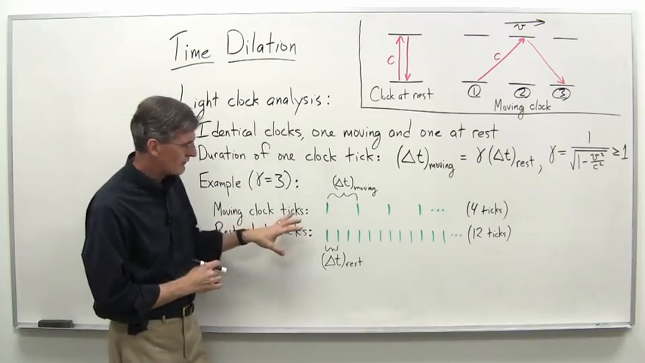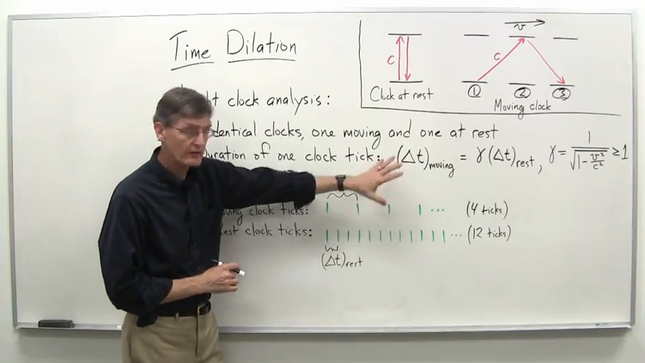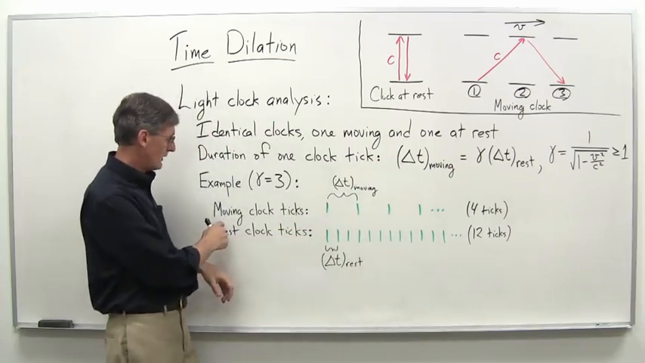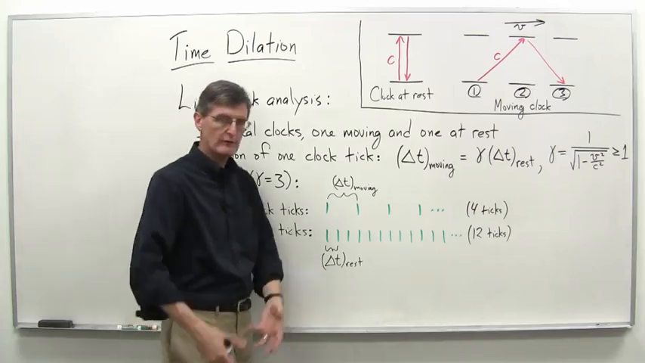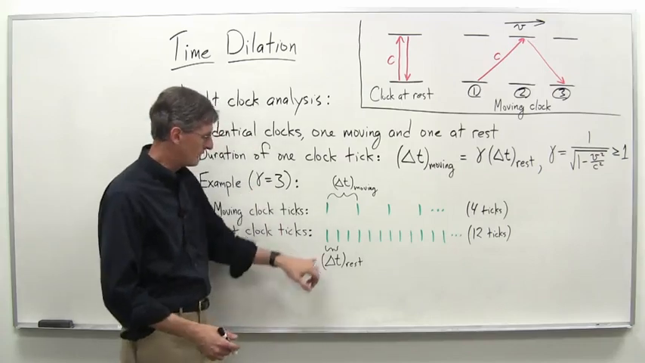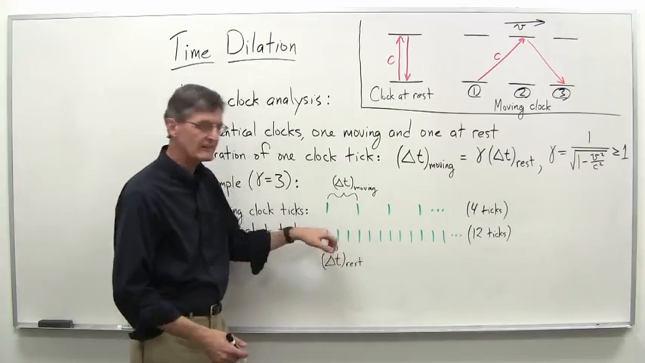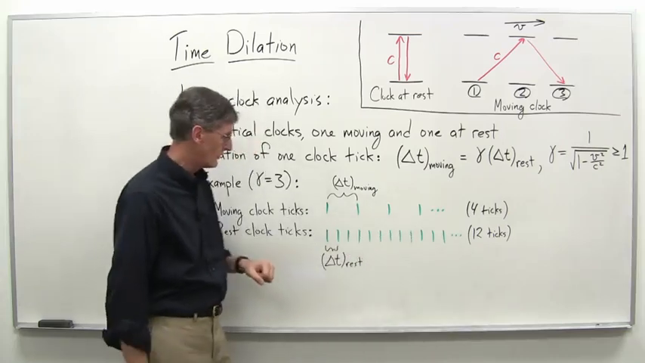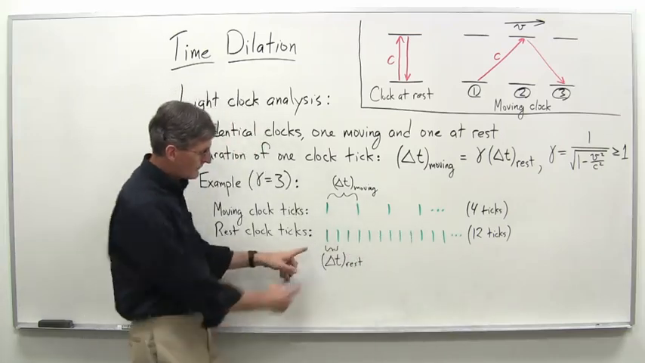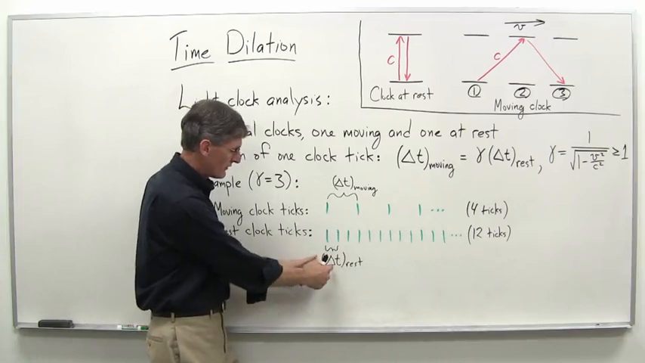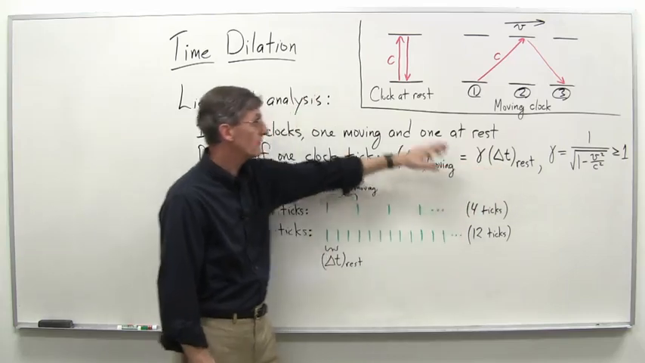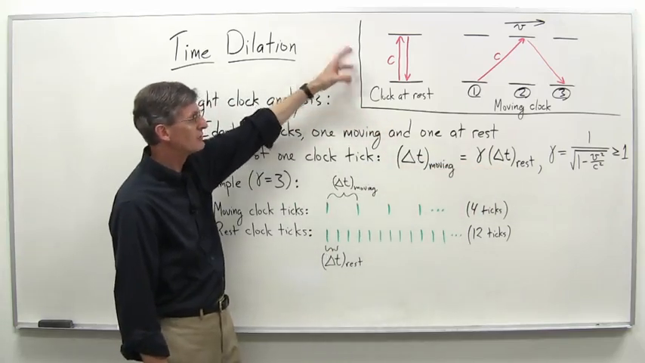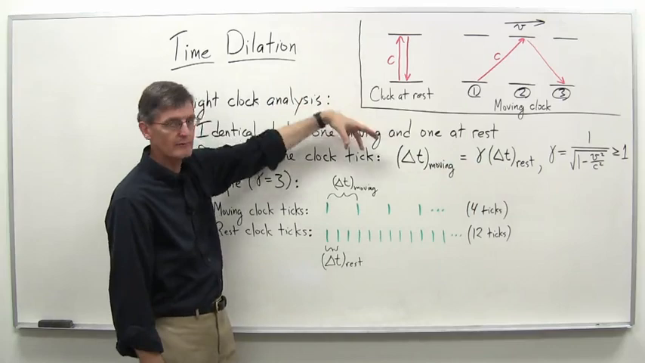Here, if we're going to create a diagram of the clock ticks, here's what it would look like. So let's look at the rest clock first. The rest clock ticks, okay, so that's Bob here with his clock, just ticking away nicely. So here are the ticks. Each line represents a tick of his clock. And the distance between the two ticks, that's this delta t rest here. That's the elapsed time, the time duration for one tick. The light goes up and comes back down.